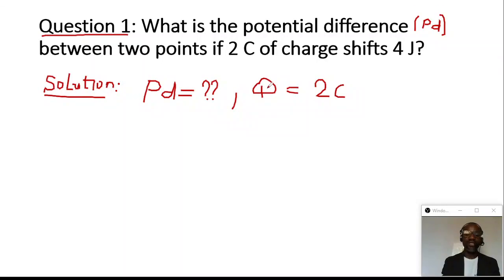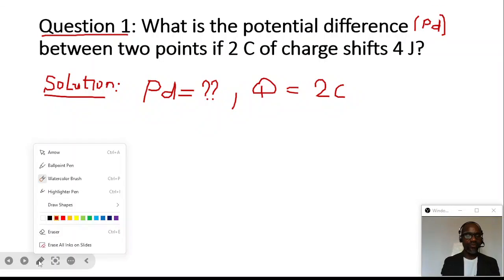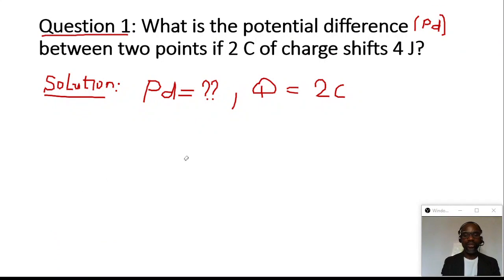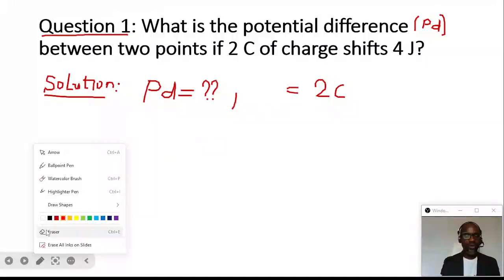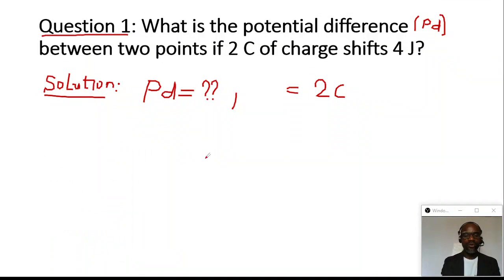I want to write this charge very well. The Q is not resembling something meaningful, so let me rewrite Q so that it will resemble something meaningful, the letter Q. All right, now let's rewrite Q. I think this is better. So the value for Q is 2 coulombs, and then we have again shifts 4 joules.